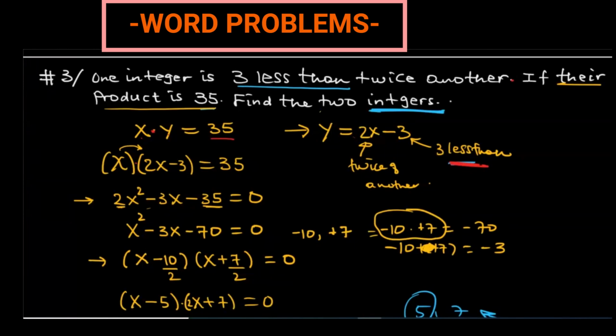Okay, so I distribute as always. X times 2x is 2x squared. X times minus 3 is minus 3x. I'm just going to subtract 35 from both sides. The 35 will come to the left side, is equal to 0.